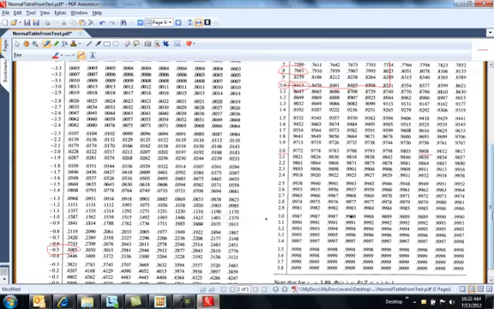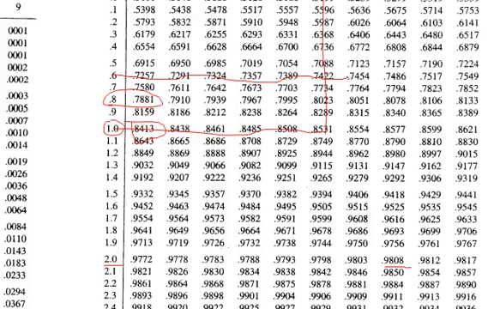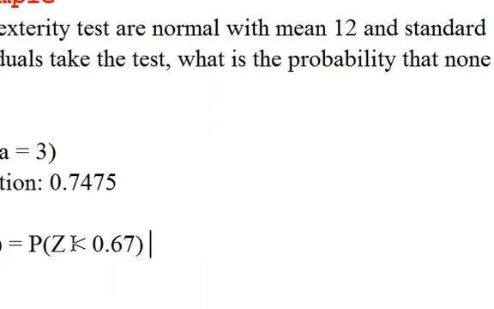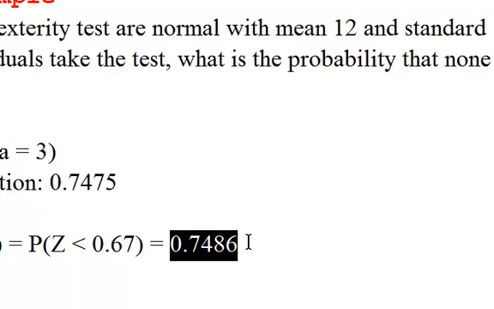So let's get back over here. Here's 0.6. I'm just going to travel across so I don't lose it. 0.67, 7486. So 0.7486.